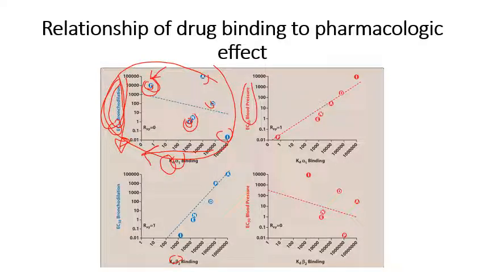And the same applies to isoproterenol. Isoproterenol has very low affinity to alpha 1 receptor, and still in terms of bronchodilation it is very potent. So there is no correlation between affinity of a drug and the pharmacological response.